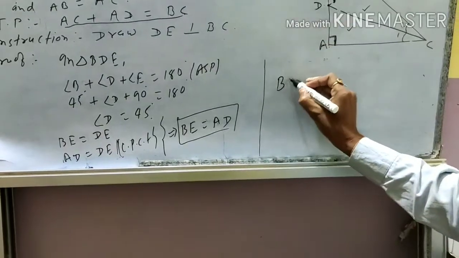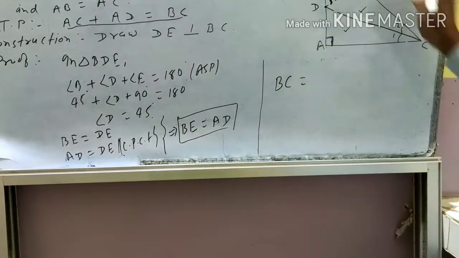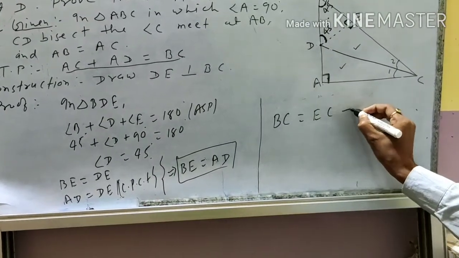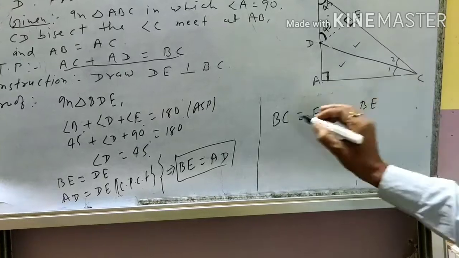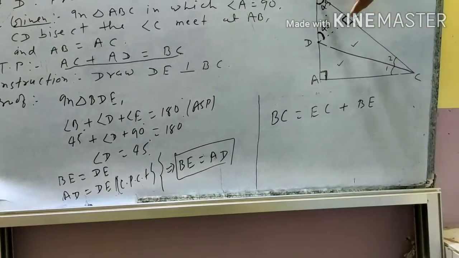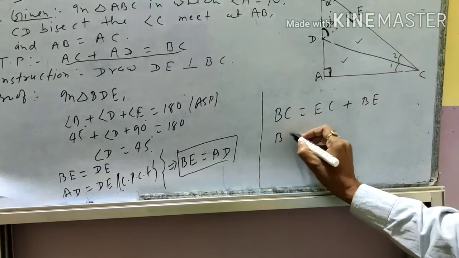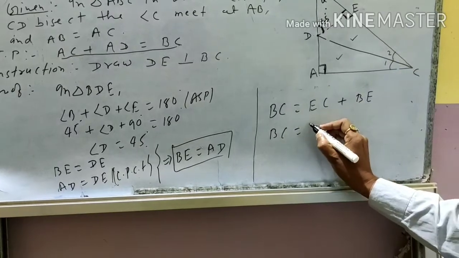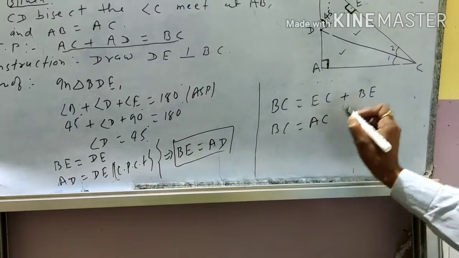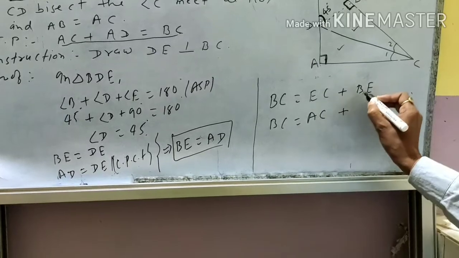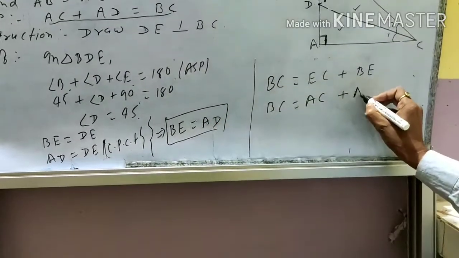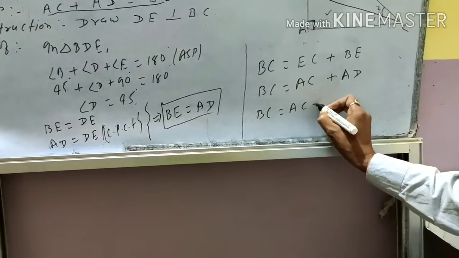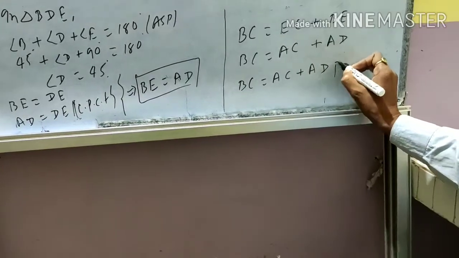Then after that, what is the result here, student? Take BC. BC can be written as EC plus BE. So here BC is equal to EC, and EC is equal to AC by CPCT, plus BE. BE is equal to AD. So here, student, BC is equal to AC plus AD. I think this is your proof.